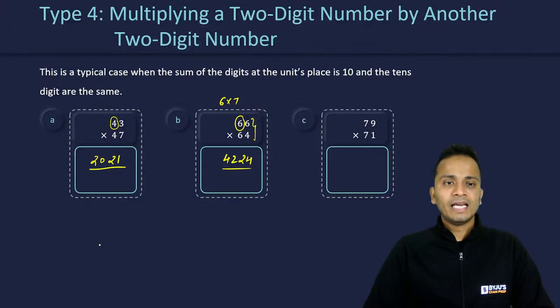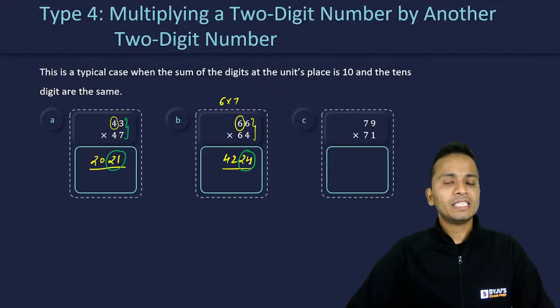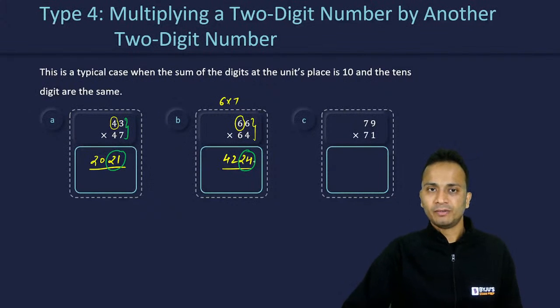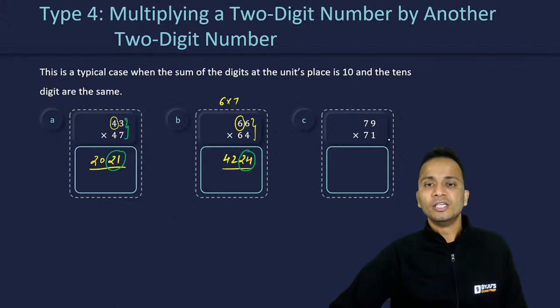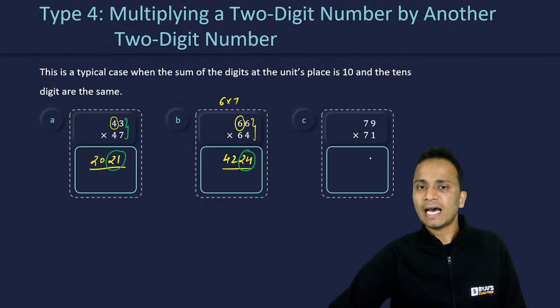Now, there is one thing that you need to take care of in the given question. Whenever we multiply the digits at units place, we have to write the result as a 2-digit number. If it is not a 2-digit number, make it a 2-digit number. So, 9 into 1 is 9, but I'll write 09.